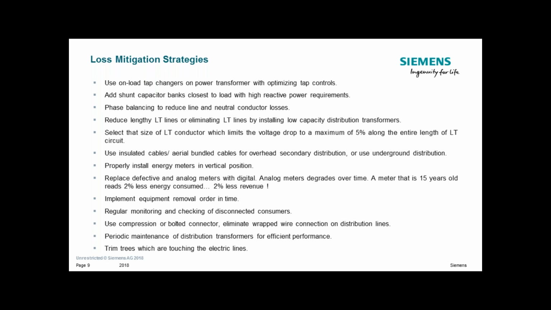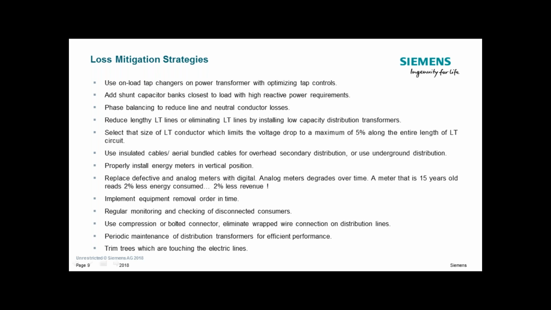One thing you can also do is size the LT conductor in such a way that the maximum voltage drop from the source point till the end customer does not exceed 5%. If there are more voltage drops, then this means that there are more losses across the distribution line. So by controlling the voltage drop across the distribution line, you are actually controlling the losses as well.